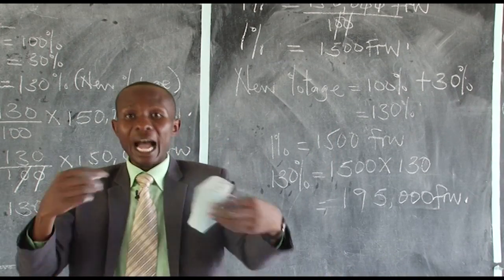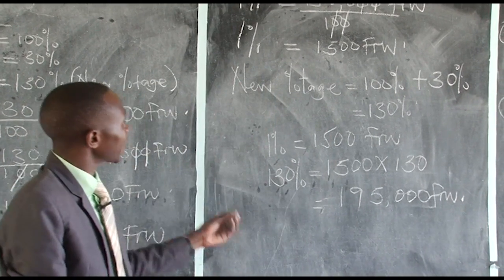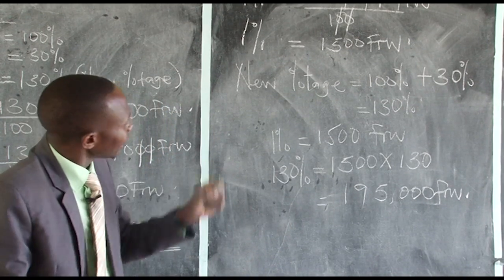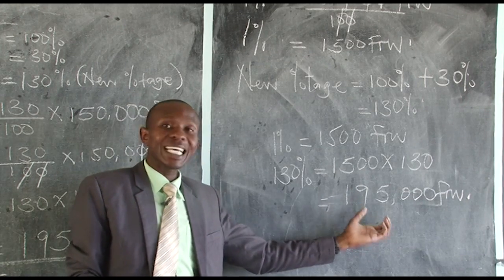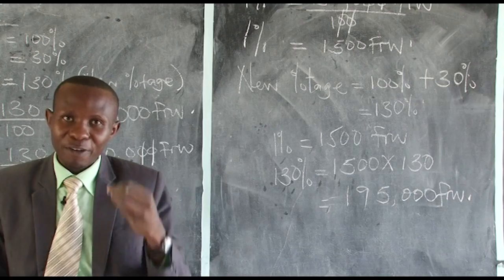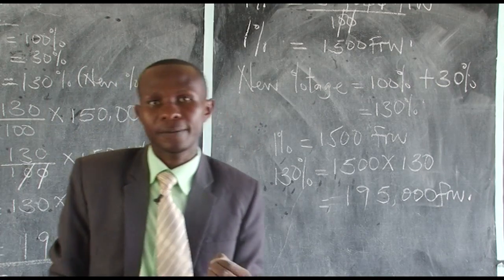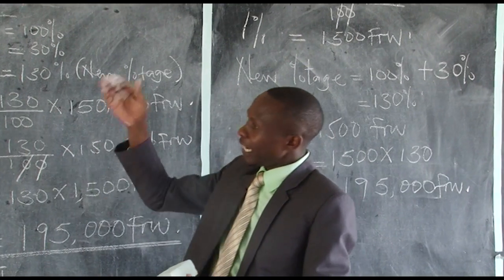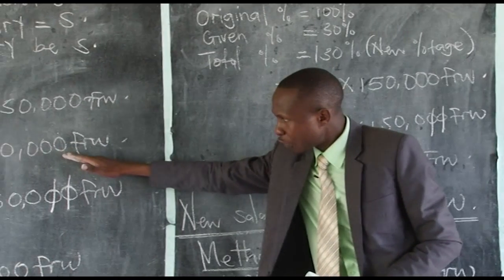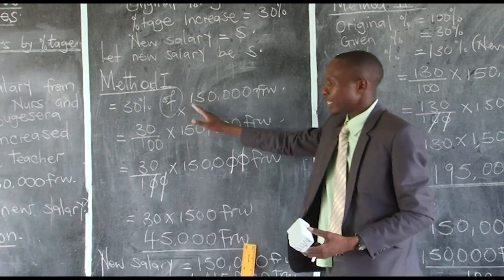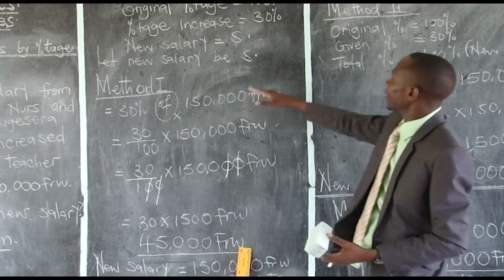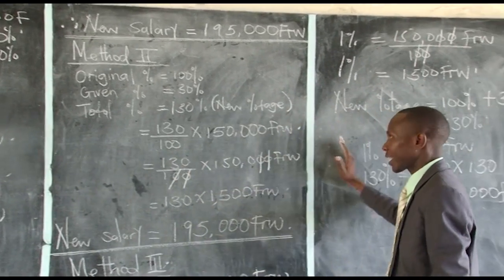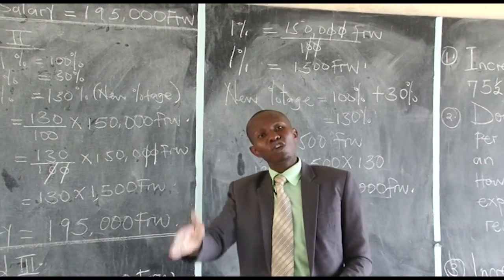That is the amount that we are expected to get after the increment. Or that teacher, when they increase his salary, is now getting 195,000 francs. Please take note, if you cannot go through the number using the first method, use the second method. If the second method becomes a challenge to you, use the third method. All these methods give you the same answer.